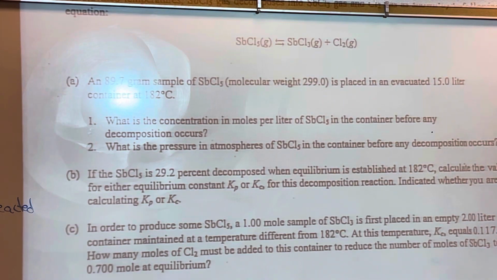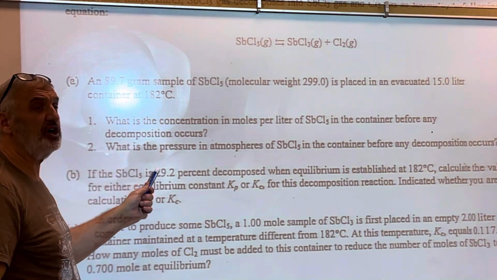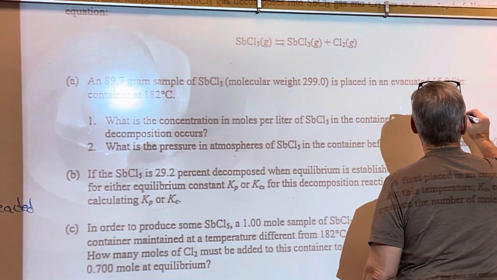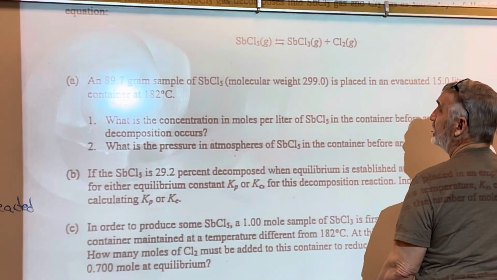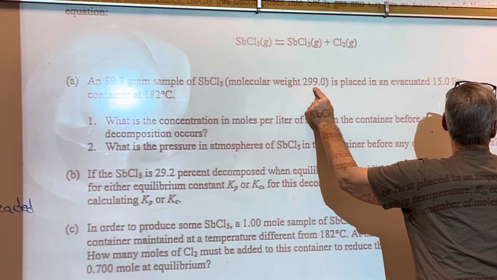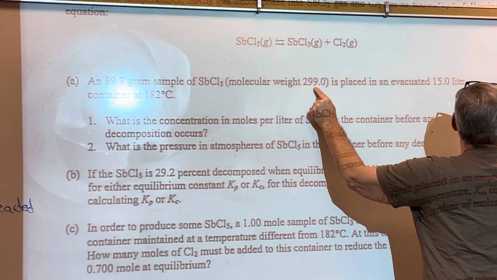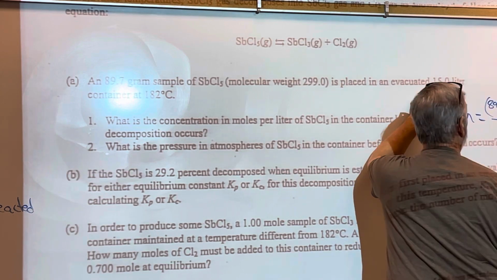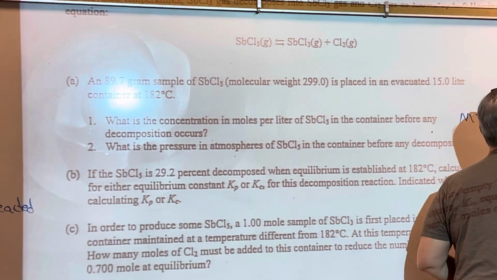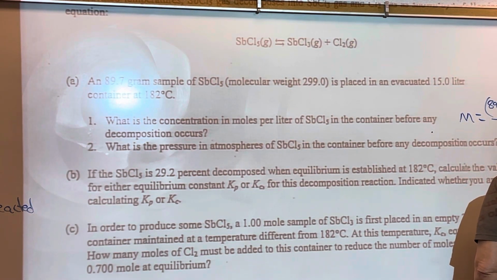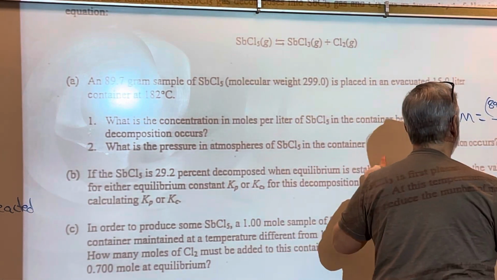All right, because time is short and we theoretically already know how to do these, I want to just go ahead and do these out. So the molarity is going to equal 89.7 grams divided by, they tell you the molar mass, 299.0 grams per mole. That's my moles divided by 15 liters. And that's going to equal 0.0200 molar. 3 sig figs.